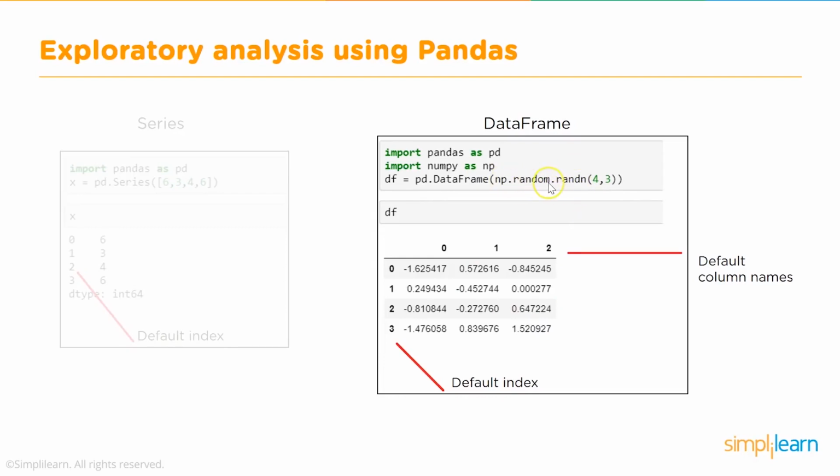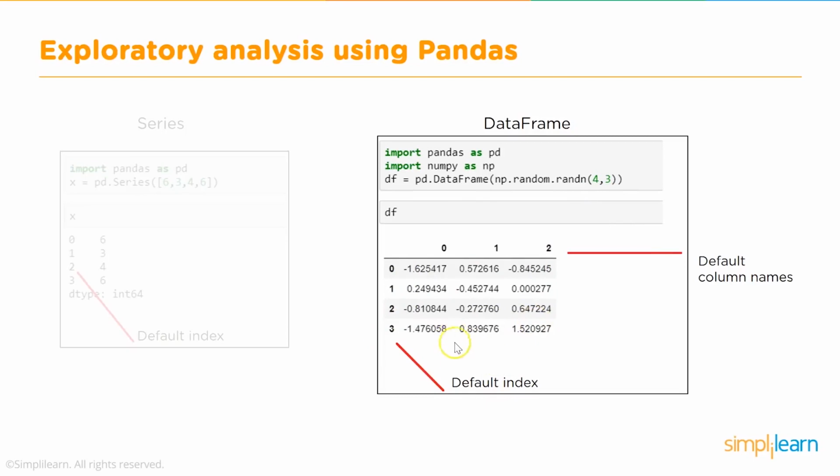So np.random is like a class or a method that is available in NumPy, and then you are saying, okay, generate some random numbers in the form of a 4x3 matrix or 4x3 data frame. The 4 here indicates the number of rows, and the 3 here indicates the number of columns. So 0, 1, 2 are the columns, and these are the rows: this is 0, this is 1, this is 2, this is 3.